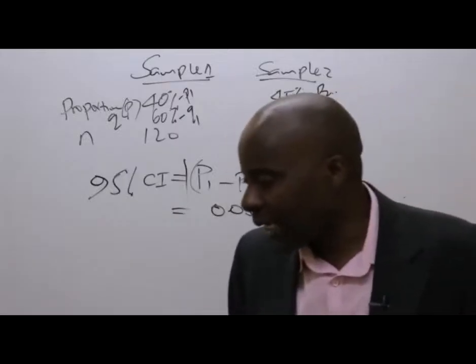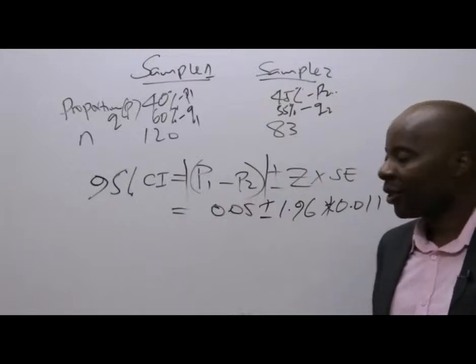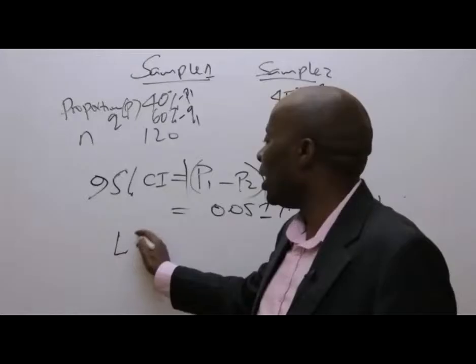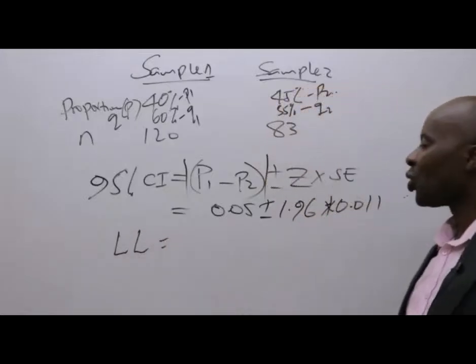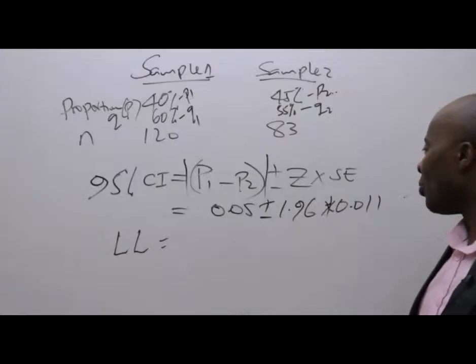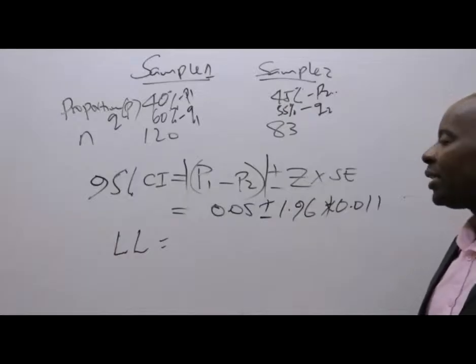0.011. I can see Dahir saying, okay. So thank you very much, Dahir. At least Dahir is with us here. So 0.011. So come and give us the lower limit. You get the lower limit through subtraction. So you'll come and talk of 0.05 minus 1.96 times 0.011. You get an answer. Give us an answer, we write down the lower limit.